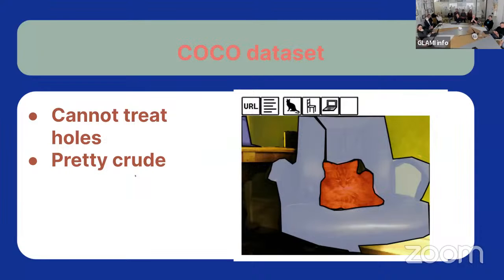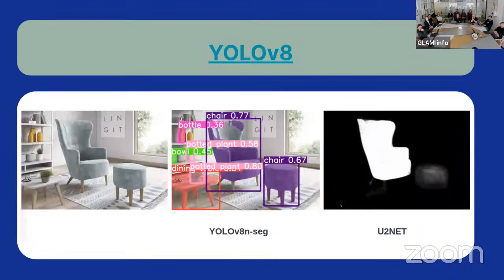We actually thought about using it, but YOLOv8 uses a COCO dataset, which cannot read holes in the images. This is the best thing you can get to having a hole in something. So this is not good enough. And how does YOLOv8 treat our data? So it's not bad, but it's not good. It doesn't like the legs. The legs are always a problem.